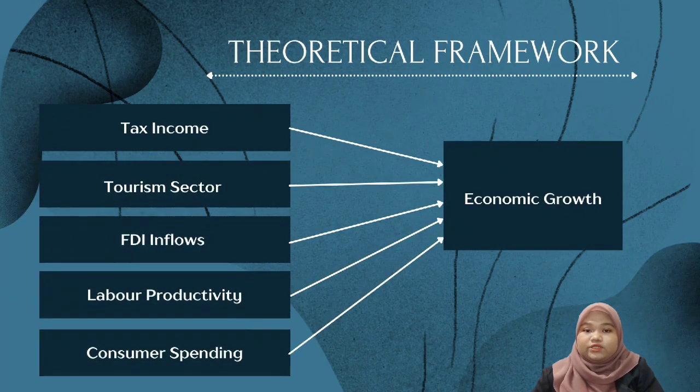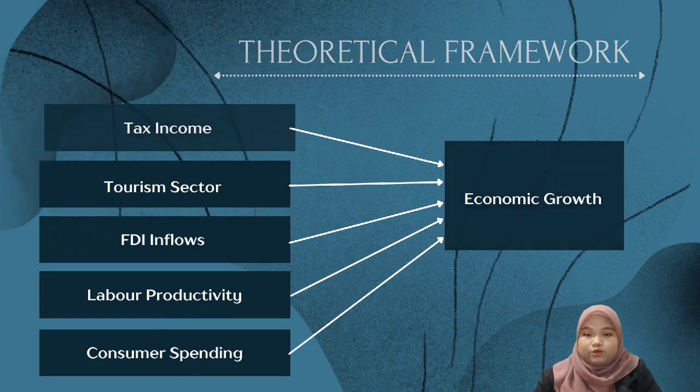Next, we move to the theoretical framework. The left side shows the independent variables, and the right side is the dependent variable. There is a relationship between these two. There are 5 hypotheses developed. For the alternative hypothesis, there is a significant relationship between the independent variables and economic growth. For the null hypothesis, there is no significant relationship between the independent variables and economic growth.